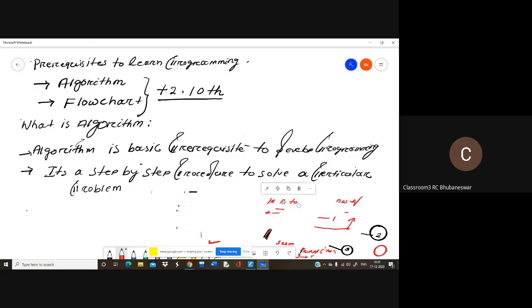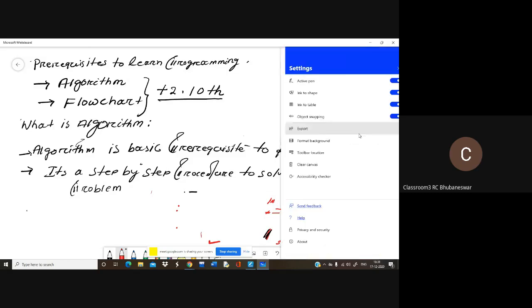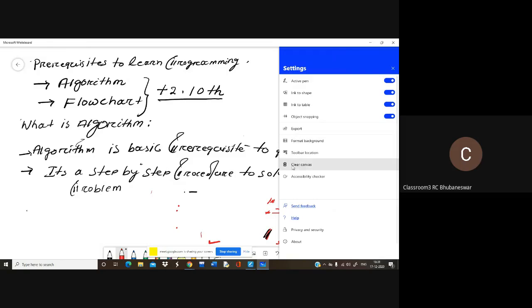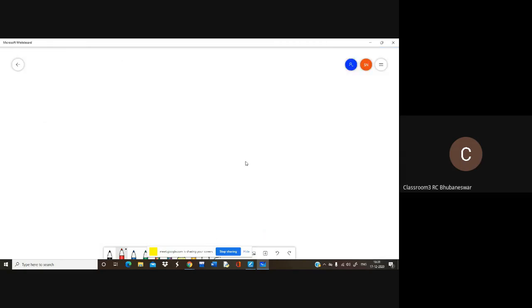Okay, the next topic is what is flowchart. Clear everyone? I hope you got an idea about algorithm. So, what is flowchart?